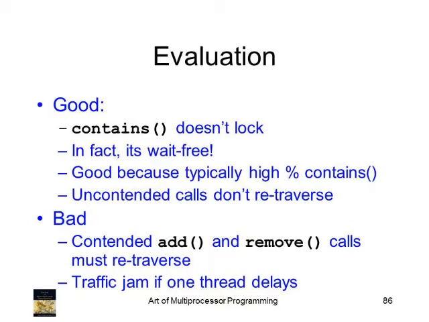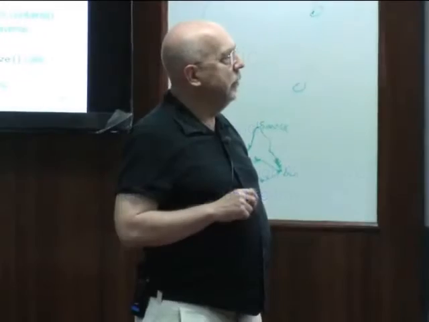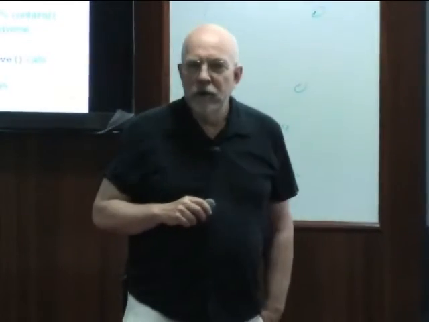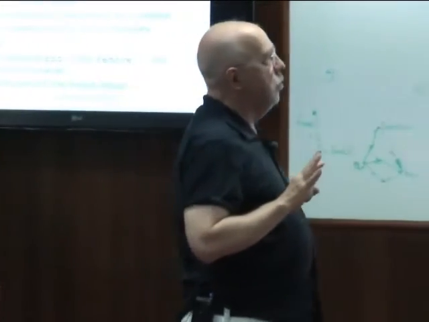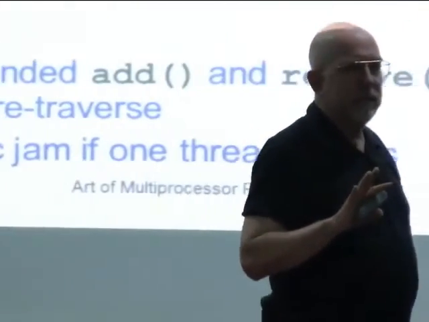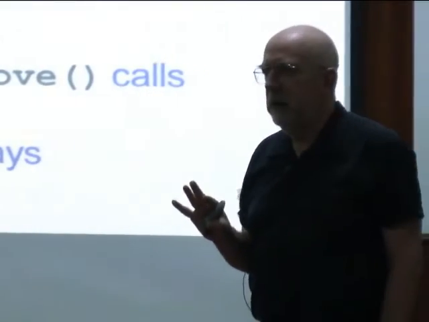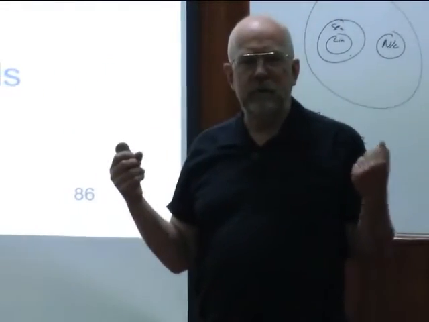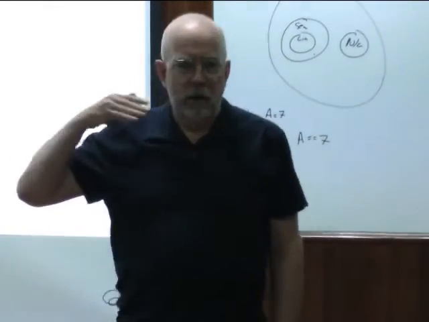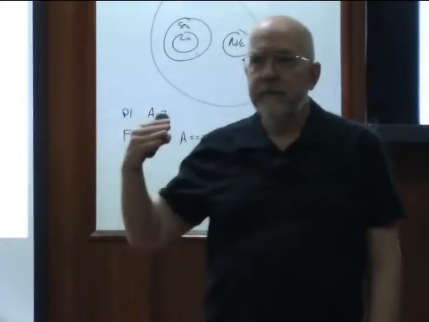So the good thing about this is contains doesn't lock. In fact, it's wait-free. If you're uncontended, then you don't need to retraverse. It's still optimistic, and it has the disadvantage of optimistic operations in that it doesn't work very well if your optimism was misplaced. So if you have a lot of contention and your validation fails, every time you lock these two items, it turns out that one of them was deleted or somebody inserted something in the middle, then all the work you did so far was wasted and you have to start over again.